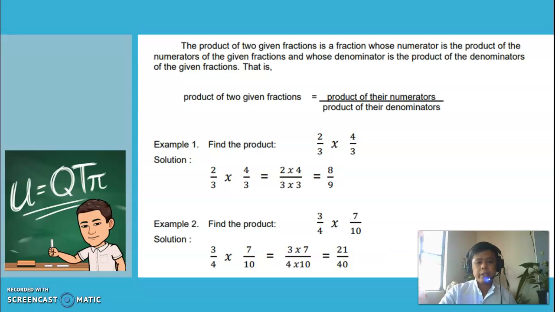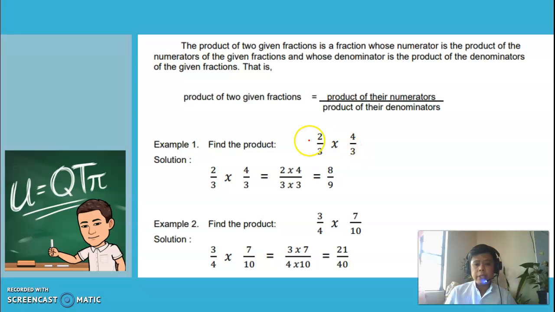So I have here two examples on how to multiply rational numbers. The product of two given fractions is a fraction whose numerator is the product of the numerators of the given fractions and whose denominator is the product of the denominators of the given fractions. Okay? So, simple lang ang rule natin kapag tayo ay nandito na sa multiplication ng fractions. Very simple. Yung numerator, ita-times natin sa numerator, and then yung denominator, ita-times natin sa denominator. Wala na tayong pakialam kung sila ba ay similar or dissimilar. So, yun ang rule.